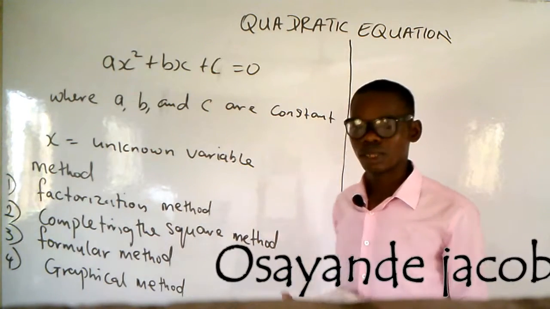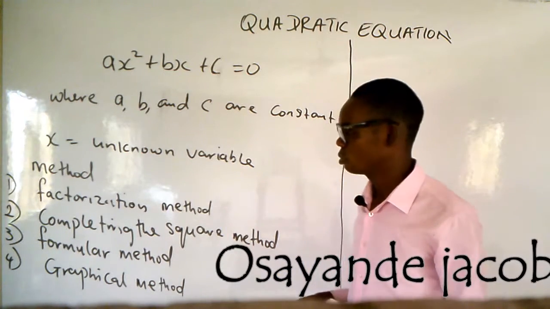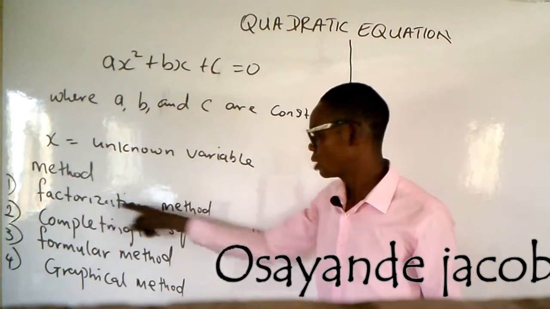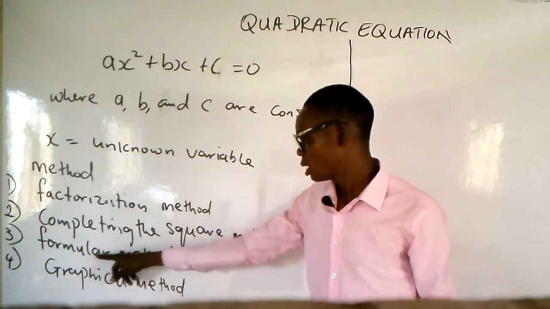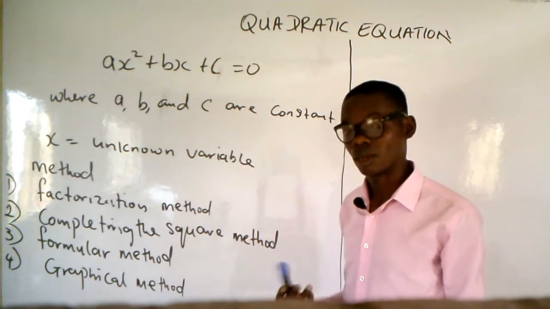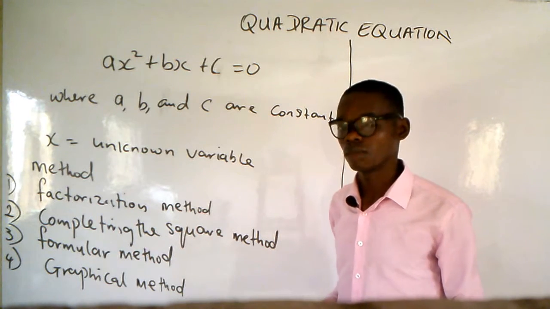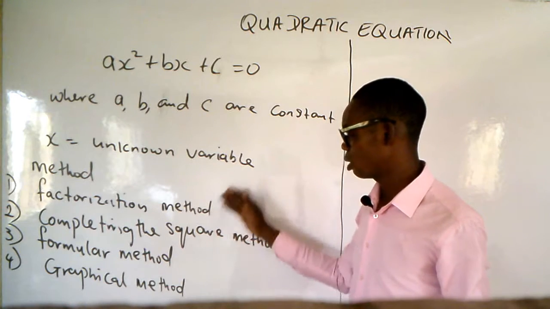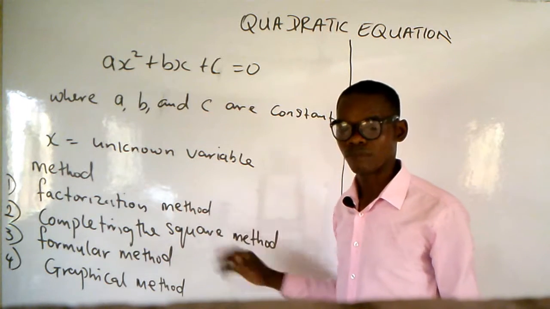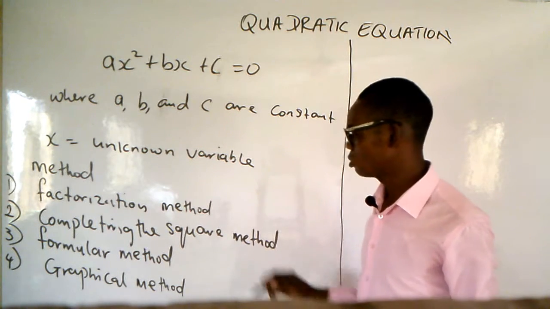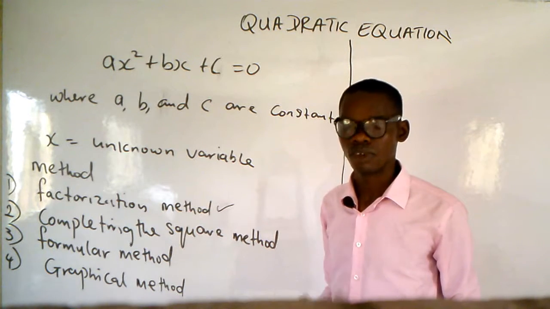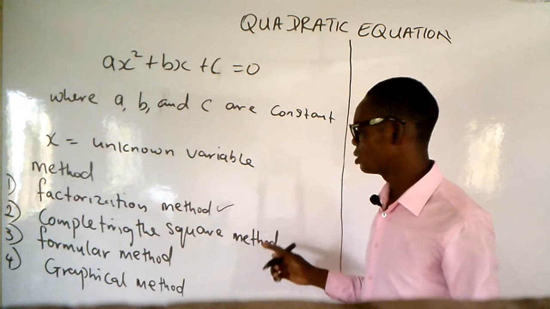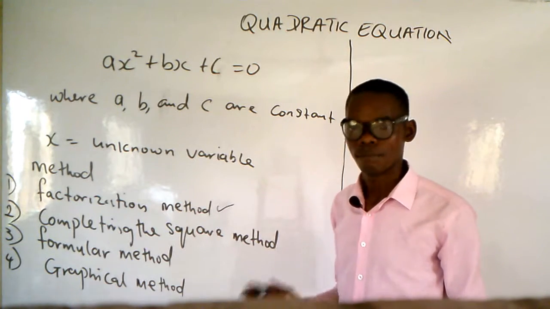Now, a quadratic equation can be solved using the factorization method, the completing the square method, the formula method, and the graphical method. In this segment, we are going to look into all these four methods one after the other. Starting with the factorization method, we are going to take the first example.